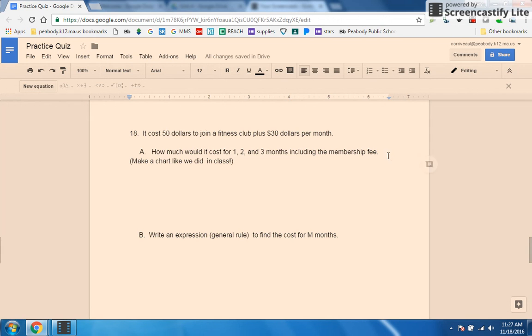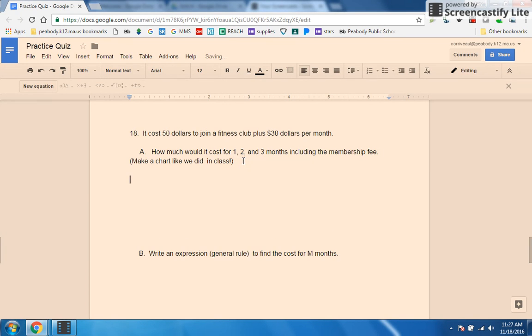The last one, it costs $50 to join a fitness club plus $30 per month. How much would it cost for 1, 2, and 3 months, including the membership fee? Make a chart like we did in class. So I'm going to write month and price. So it hasn't even been a month yet, but you walked in and paid your membership fee. So that's for 0 months, it's $50.